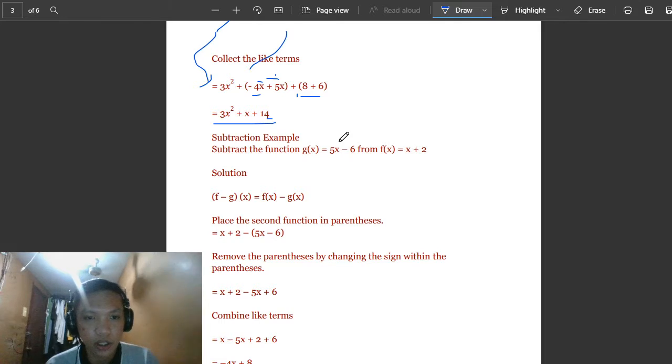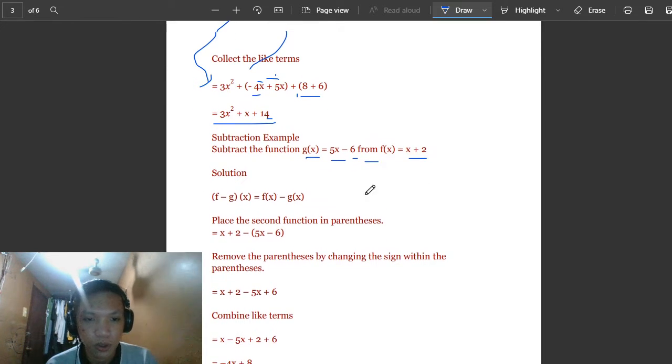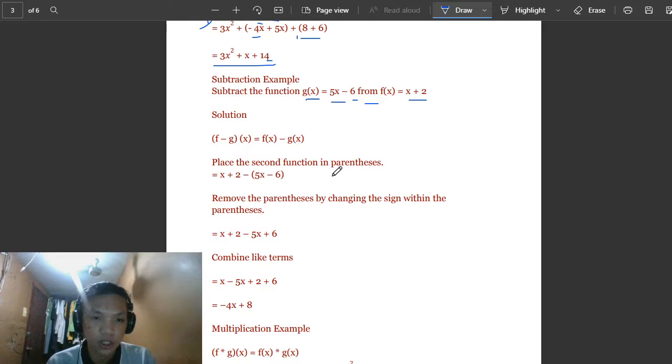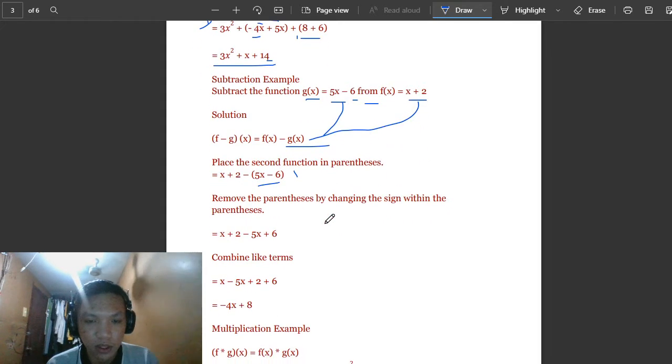So, in the subtraction example, subtract the function g of x equals 5x minus 6 from f of x equals x plus 2. Solution. The quantity of f minus g of x equals f of x minus g of x. So first, place the second function in parenthesis kay masagol man gud siya if dili siya i-place sa parenthesis. So 5x minus 6 kay g of x man ang last. So x plus 2 minus the quantity of 5x minus 6.